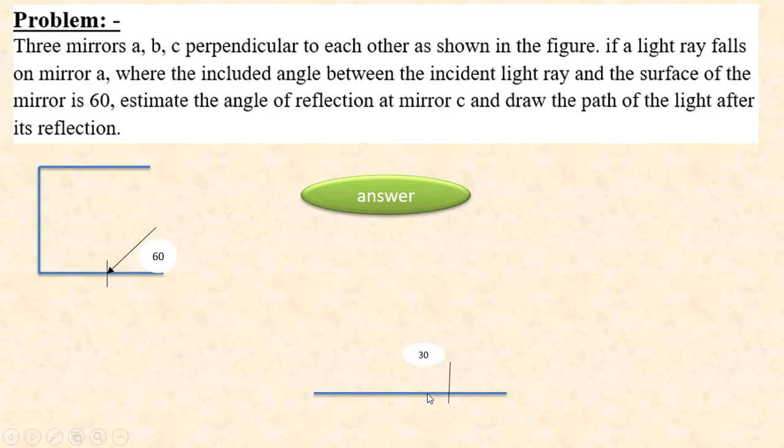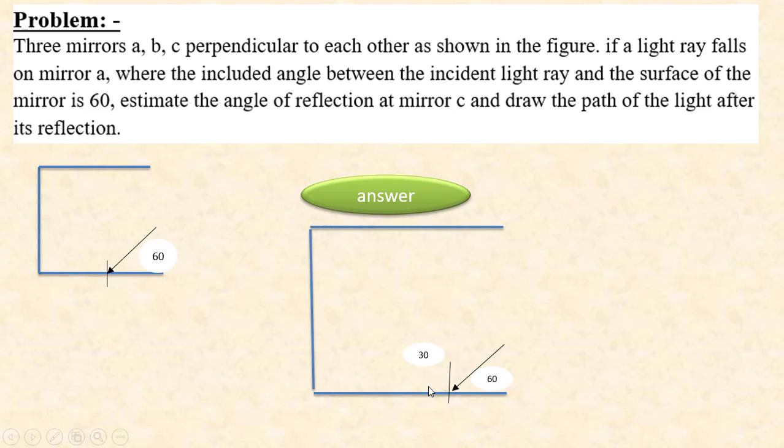This is mirror 1 or A. This is the incident light ray that has an angle of 60 with the reflecting surface. Where is the angle of incidence here? It is the complement of 60, so it will be 30. Okay, complete the drawing like that.